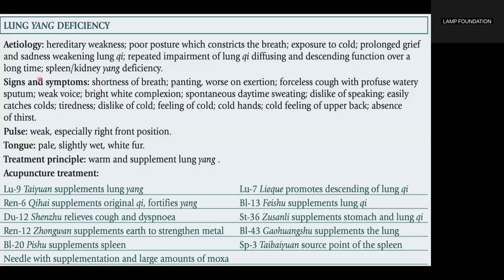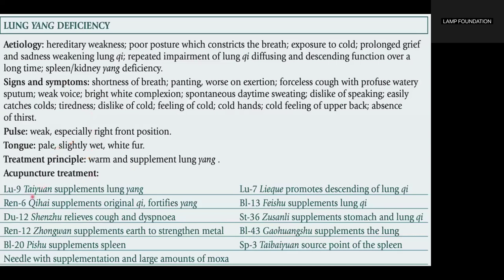Signs and symptoms, again: shortness of breath, panting, worse on exertion, forceless cough with profuse watery sputum, weak voice, bright white complexion, spontaneous daytime sweating, dislike of speaking, easily catches colds, tiredness, dislike of cold, feeling of cold, cold hands, cold feeling of upper back, and absence of thirst. The pulse is weak, especially the right front position. Tongue is pale, slightly wet, white coating. Treatment principle: warm and supplement the lung yang.